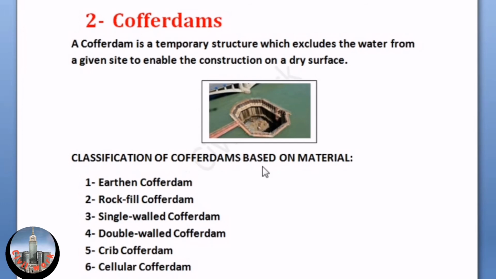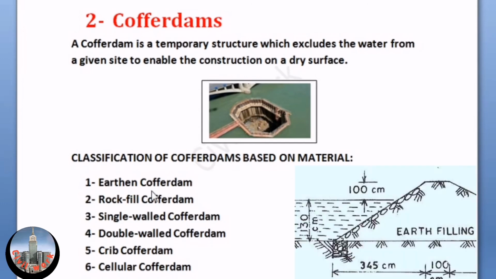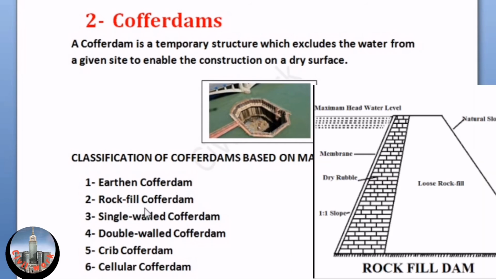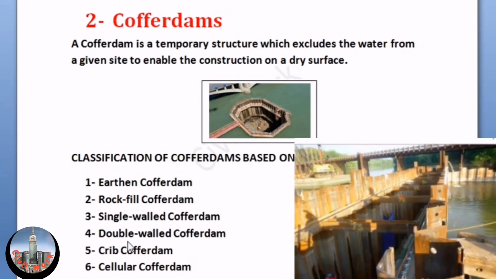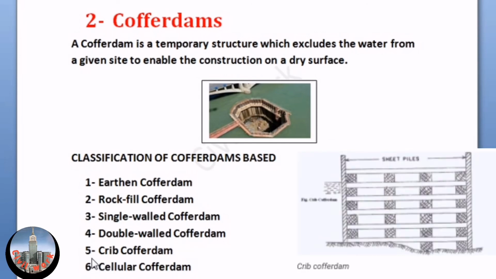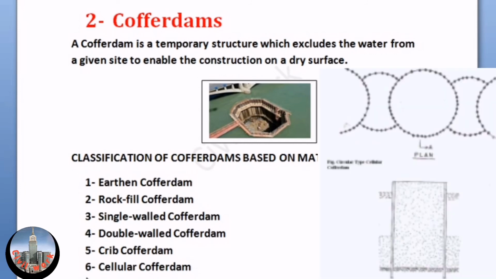Classification of cofferdam based on materials. Number 1. Earthen cofferdam. Number 2. Rock-filled cofferdam. Number 3. Single-walled cofferdam. Number 4. Double-wall cofferdam. Number 5. Crib cofferdam. Number 6. Circular cofferdam.